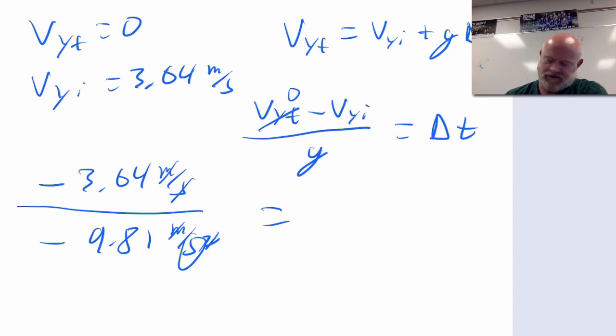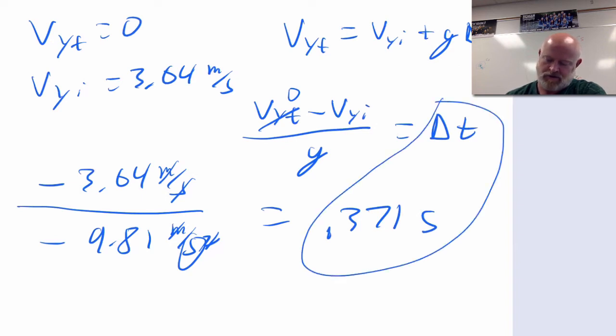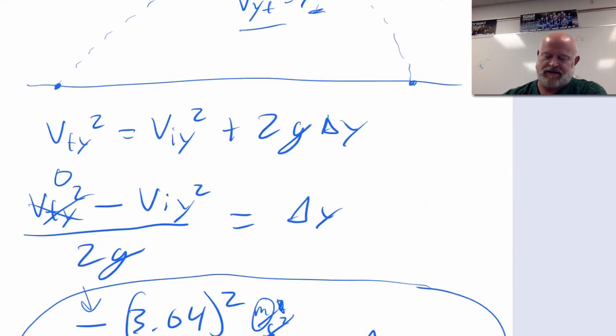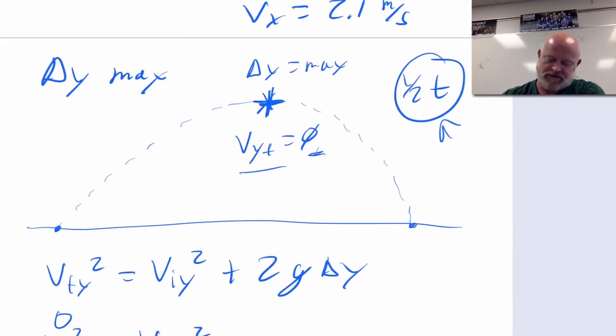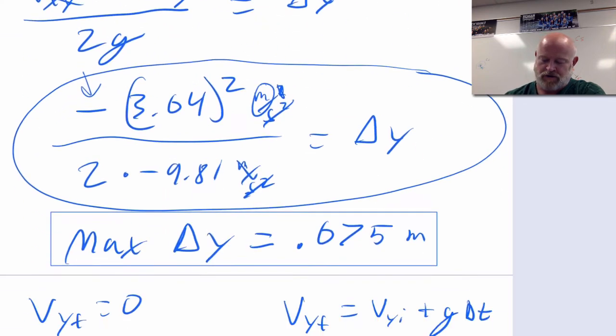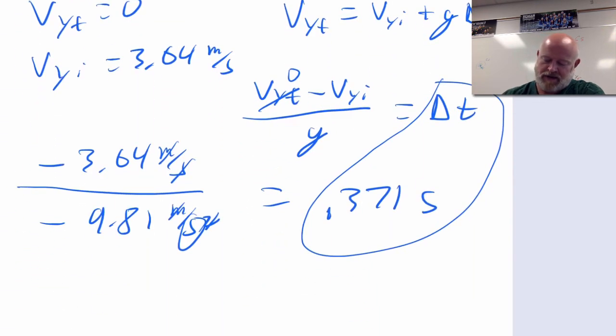If I do that, that's going to equal 0.371 seconds for my time here. So my time is going to be 0.371 seconds. Okay. Again, that is to get me to the top, right? So this is at the top point, 0.371 seconds here. Okay. Not the whole way, just to the top. All right. So that is the time at the max height that we get here.